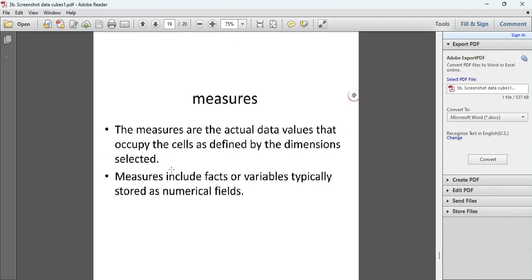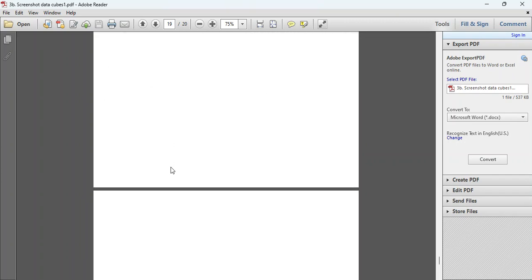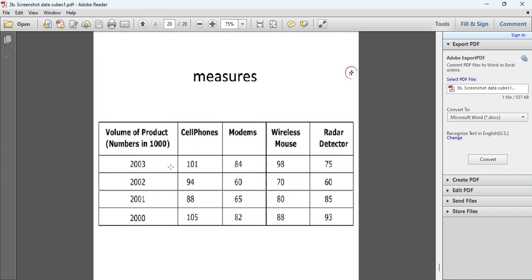Whereas measures, what is a measure? A measure is quantitative data or facts of variables which store only numerical fields, which are called measures. Suppose we take measures as a table like this: in 2003 we have cell phones 101, modems 84, wireless mouse 98, radar detectors 75. These cell values are called measures in the fact table. This is about the OLAP cube operations, slicing, dicing, and fact and dimension tables.